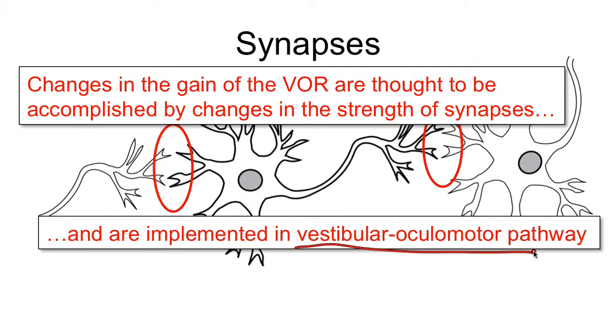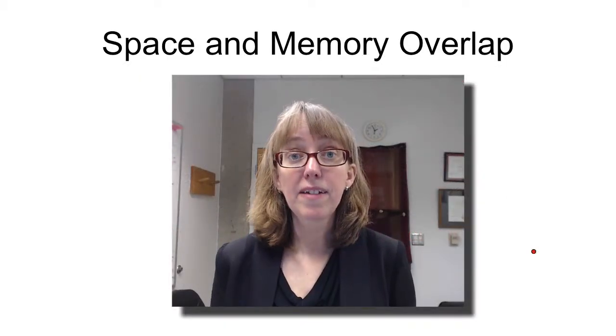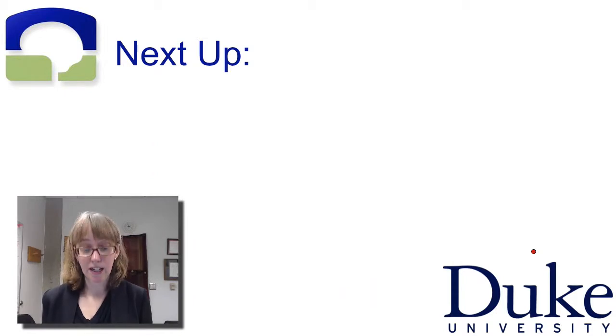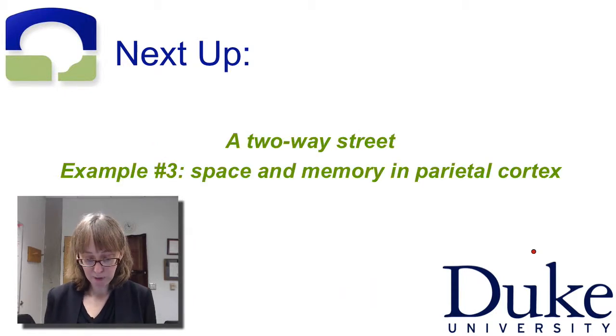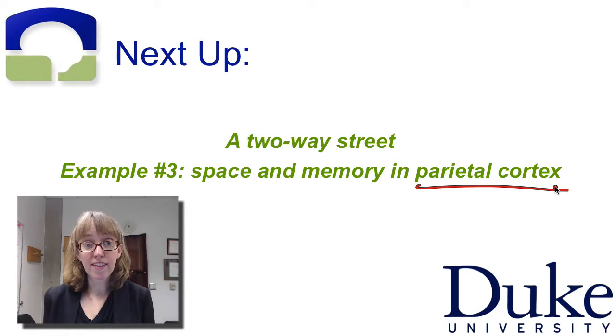This suggests that there isn't necessarily a specific area of the brain for storing this information, but instead this information storage is interdigitated with the sensory and motor pathway. That is, space and memory overlap in the brain. In the next video, we'll dive deeper in and talk about a particular brain region, parietal cortex, that has been implicated in both spatial processing and in memory.